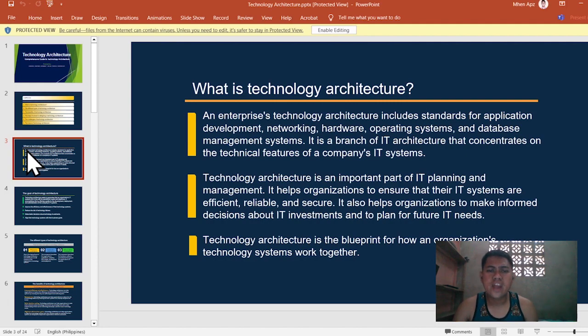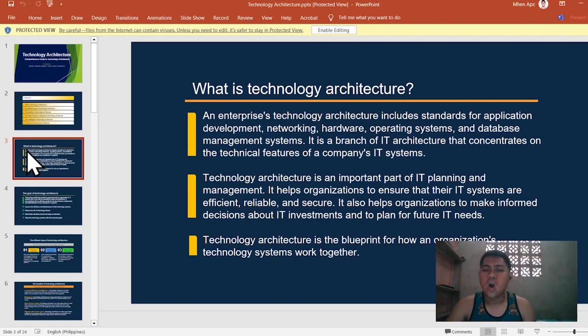So now, what is technology architecture? Accordingly, an enterprise technology architecture includes standards for application development, networking, hardware, operating systems, and database management systems. It is a branch of IT architecture that concentrates on the technical features of the company's IT systems.